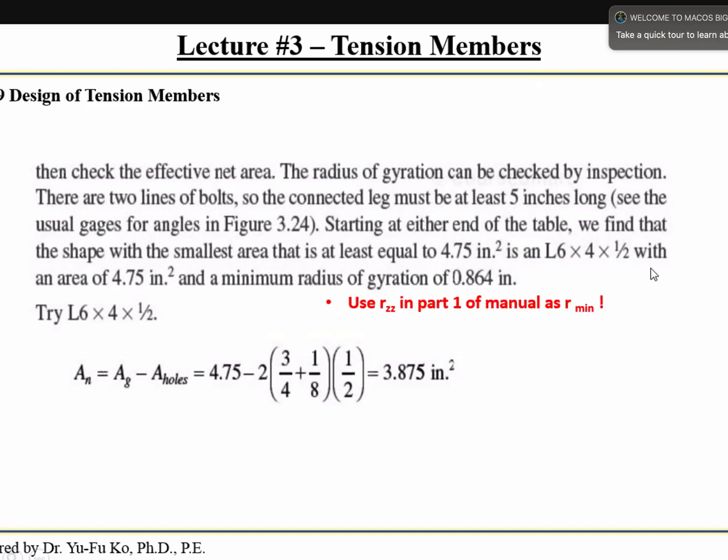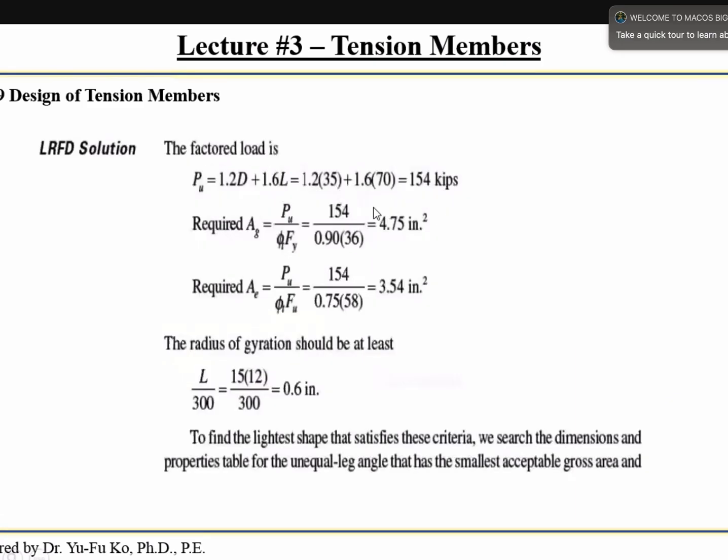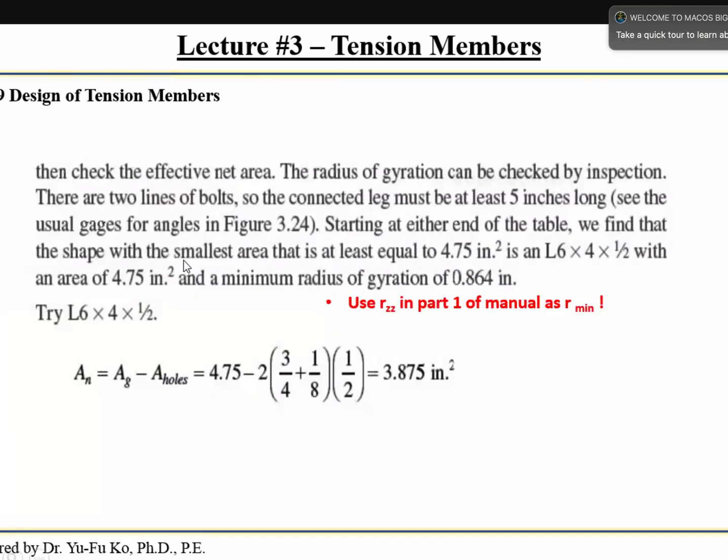So with that being said, we can try L 6x4 by half, because 6x4 by half has an area of 4.75 inch square, which is exactly the same as this number. You can pick any section bigger than 4.75 inch square, but we need to pick the minimum for that one.